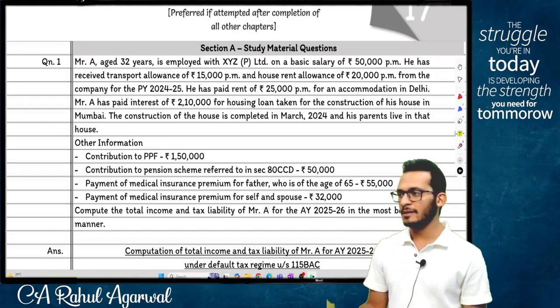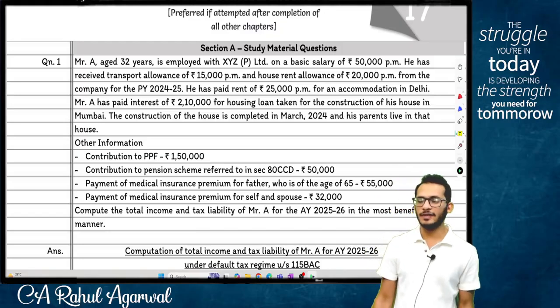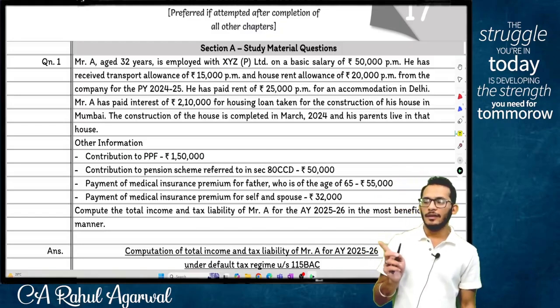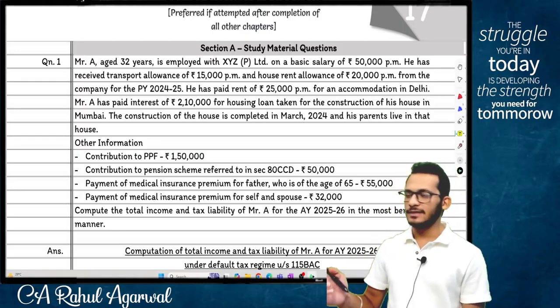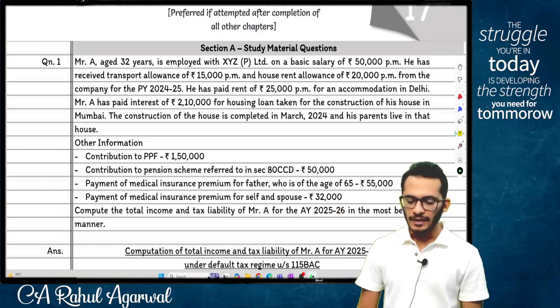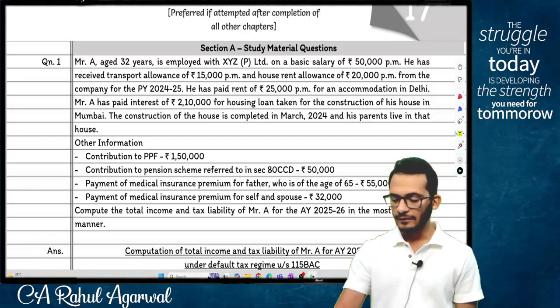Then you have received some HRA, people, 20,000. You have the least of 3. Actual received, 50 or 40% of salary, rent paid minus 10% of salary. He has then paid a rent of 25,000 per month for his accommodation in Delhi. So they have come and clarified what he's paid as rent also, which is good enough for me.